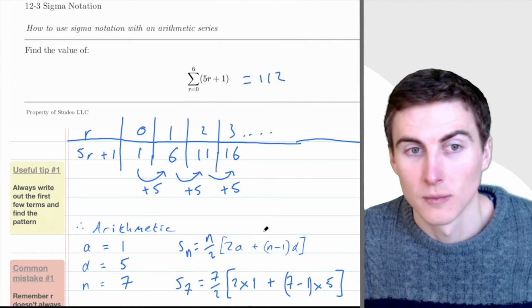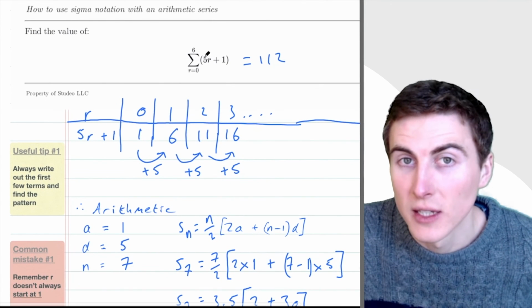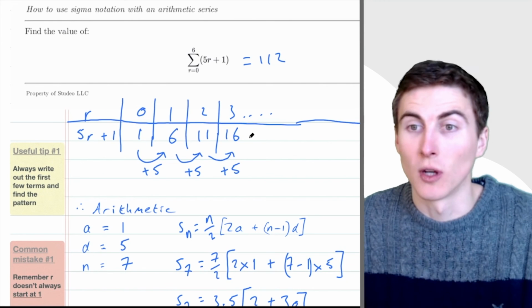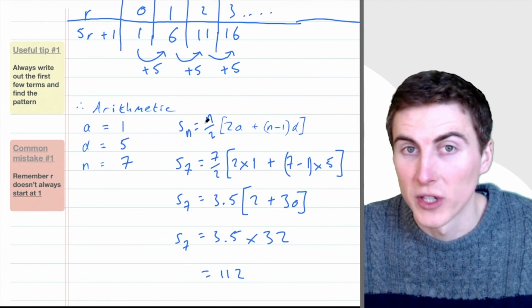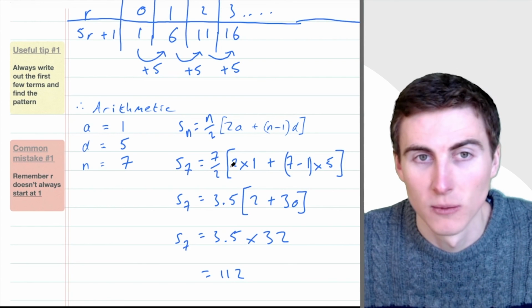And that's it. So the key thing to take away really is just to, whenever you see this, write out what the first few terms are. Then it just becomes a normal arithmetic or geometric sequence, and you apply all the same logic of how you find the sum as we were doing in the previous videos.